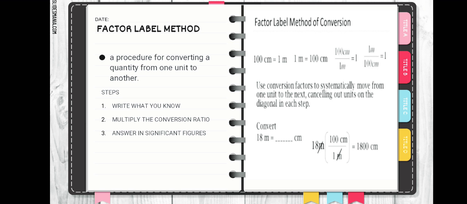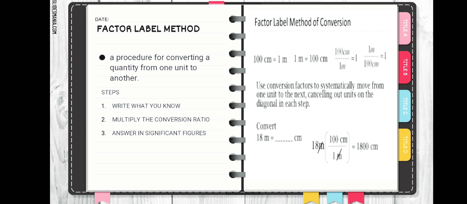The symbol of the unit that we want to have or eliminate will be placed in the remaining space of the fraction. So, for example, we know 100 cm is equivalent to 1 m. So we just solve it in the form of a fraction. So 100 cm over 1 m is equal to 1.